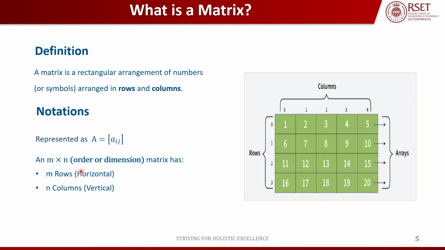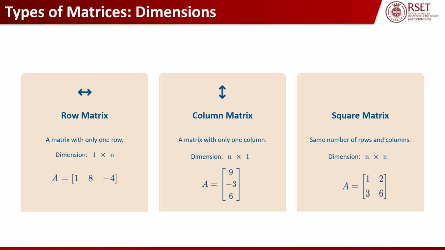Next, we will look at what is order or dimension. M is the number of rows and N is the number of columns, so we call it M by N. If a matrix has m rows and n columns, we call it an m by n matrix. Here you can see, as we already saw, that it has 4 rows and 5 columns, so this is a 4 by 5 matrix. Hope you are clear with that.